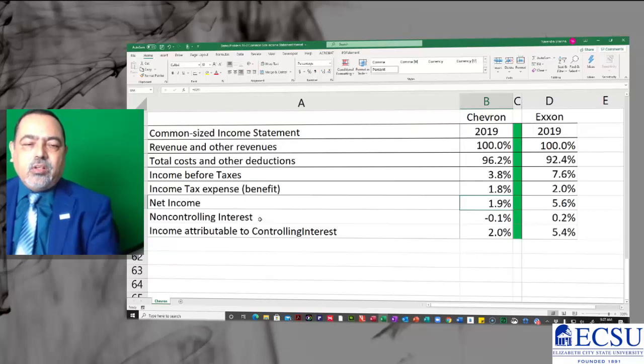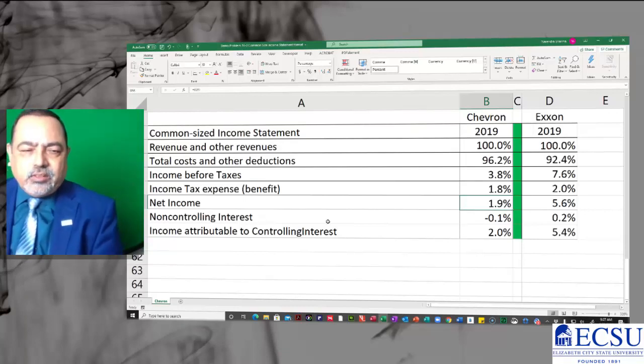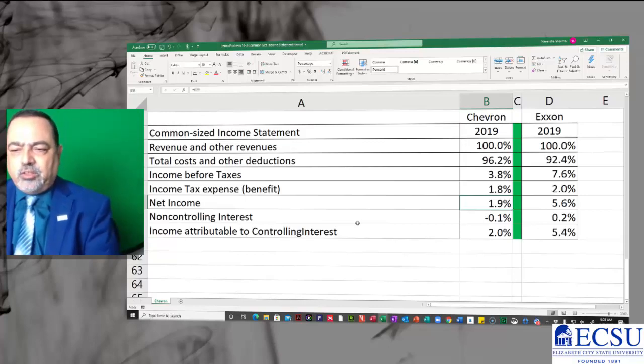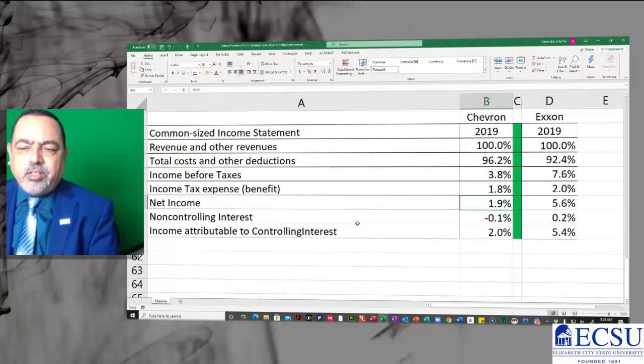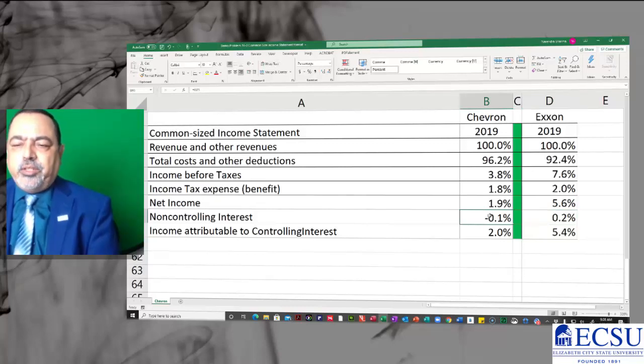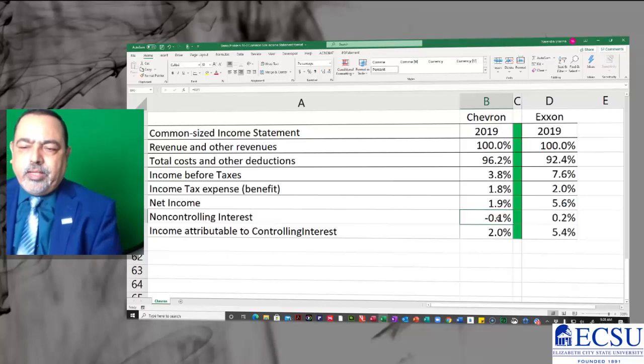Now, next is the non-controlling interest. There is a concept in publicly traded companies that there are stockholders who have the controlling interest. Stockholders having more than 51% have control over that company, so they are classified as controlling interest, and the rest are considered non-controlling interest. Non-controlling interest got 0.2% of Exxon Mobil's revenue, but in fact, for Chevron, the non-controlling interest people lost some money, so that's why you can see a negative amount.